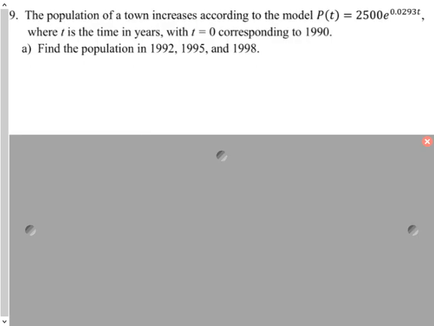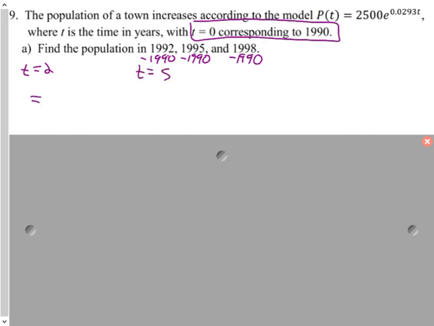Moving on, we've got a population problem. Population of a town increases according to the model 2500e to the 0.0293t, where t is the time in years, and 0 represents the year 1990. Find the population of 92, 95, 98. So using 1990 as 0, technically you're doing this quick math in your head, like what real values am I plugging in, and you get t equals 2, and then you'll figure out what is it on my graph, or plugging it in. T equals 5, what is my value, and t equals 8, what is my value.